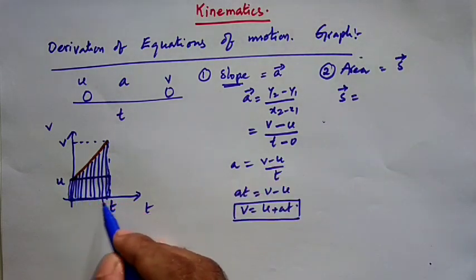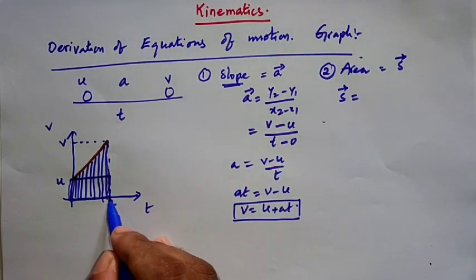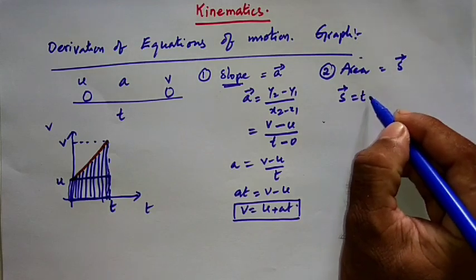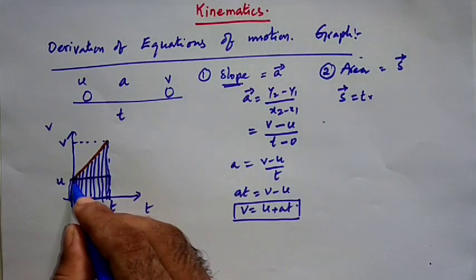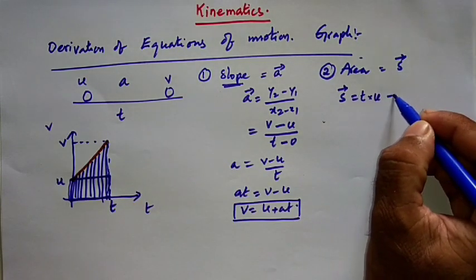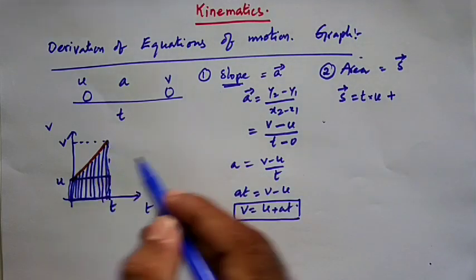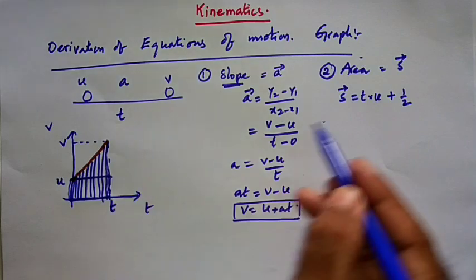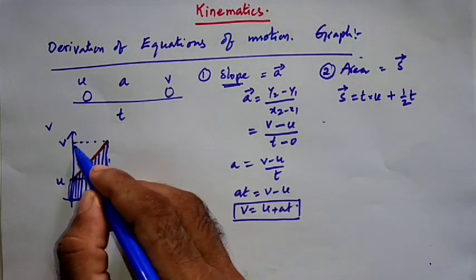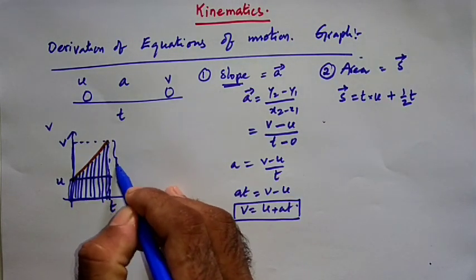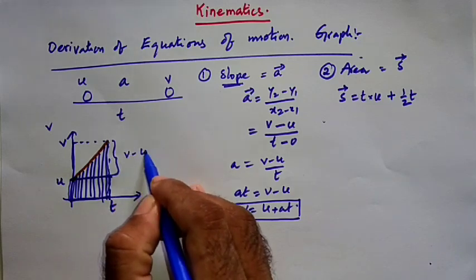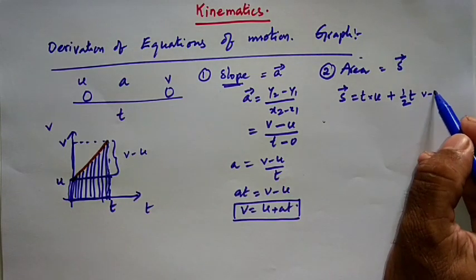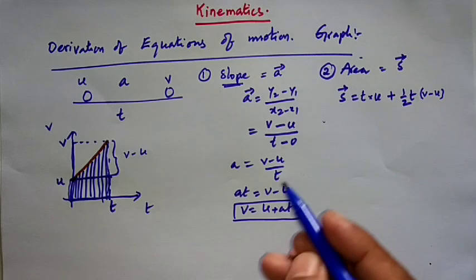Now what is the area of the rectangle? Length into breadth. What is the length? t. What is the breadth? u. Plus the area of the triangle, that is half into base into height. What is the base? t. What is the height? This is v minus u.